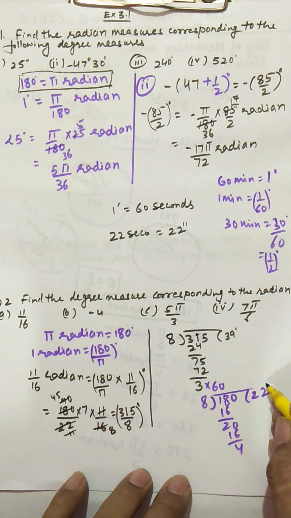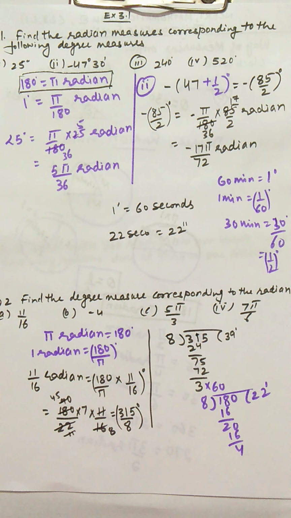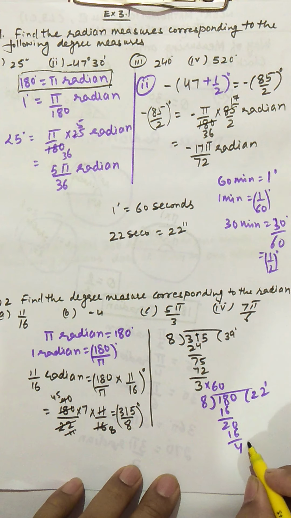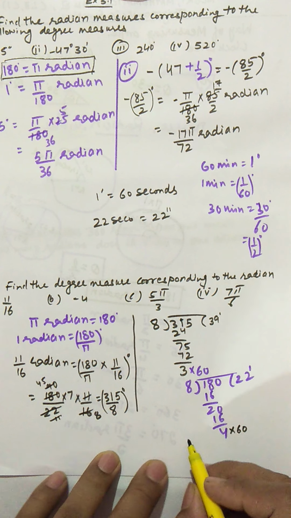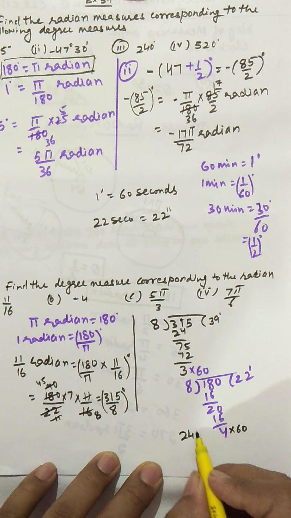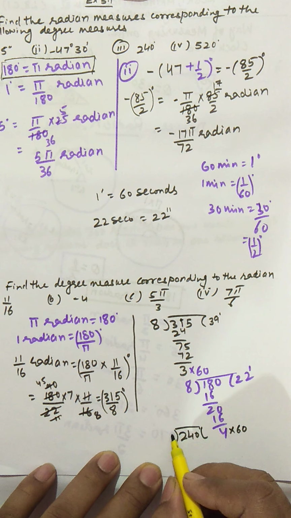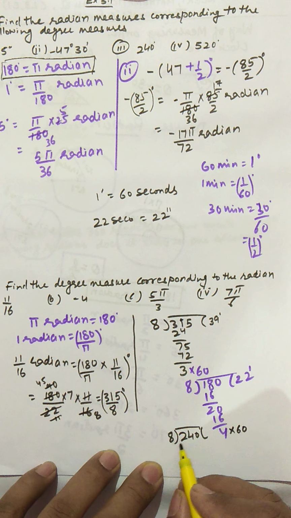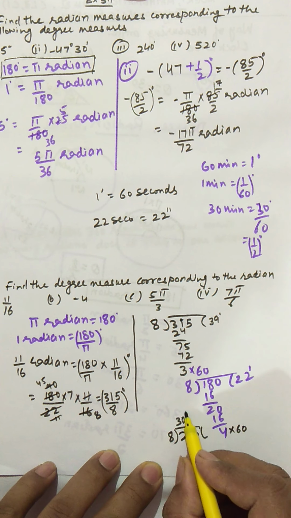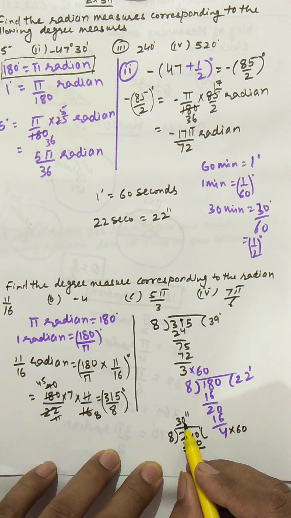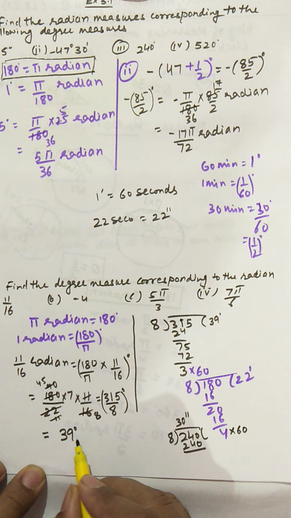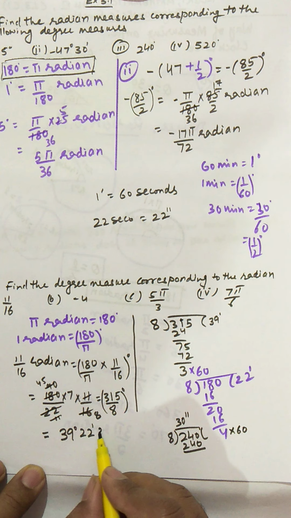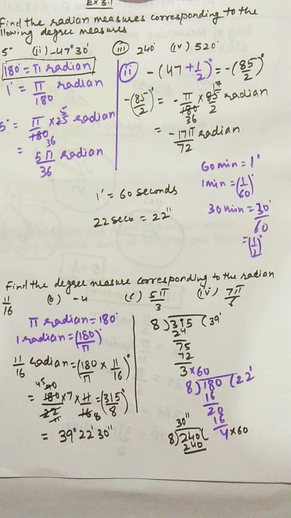So now this is the answer which has come in minutes. But further we have to multiply this by 60 to get the answer in seconds. So we can do this: this 4 into 60 is 240, and you again divide by 8. So 8 3s are 24, you can take 30 directly. So this is 240. So your answer has now come, 30 seconds. So your complete answer will be 39 degrees, 22 minutes and 30 seconds.